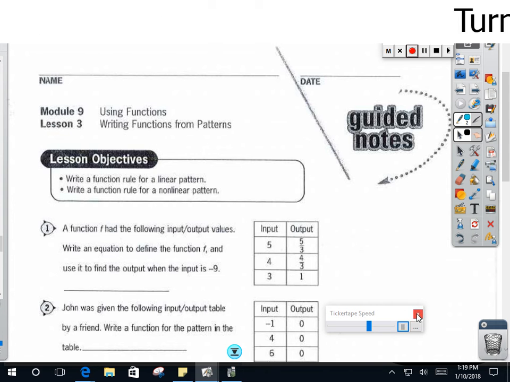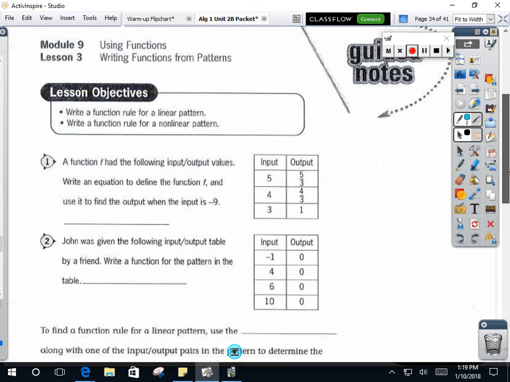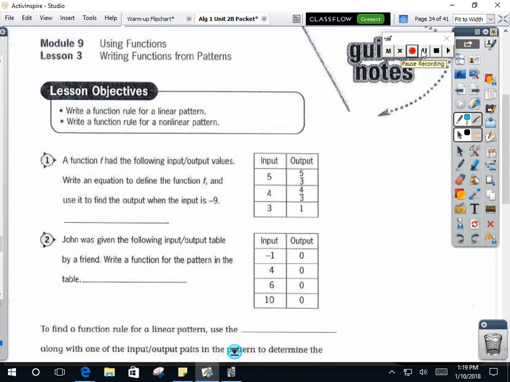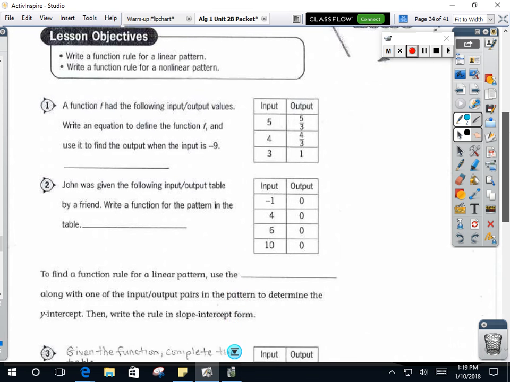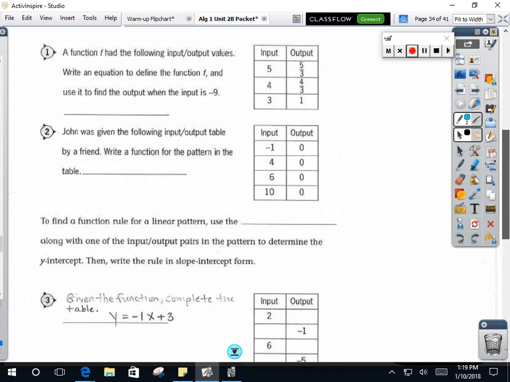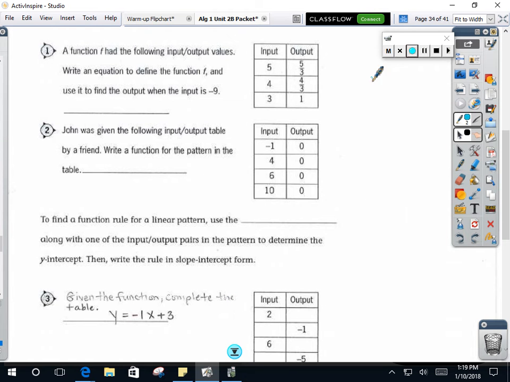Okay, here we go. A function f had the following input and output values. Write an equation to define the function f and use the equation to find the output when the input is -9. Okay, we have an input-output table.